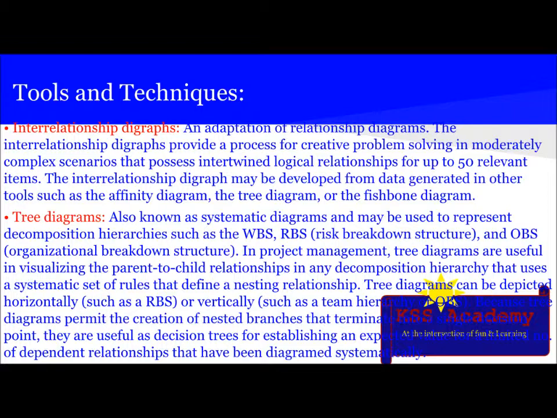Because tree diagrams permit the creation of nested branches that terminate into a single decision point, they are useful as decision trees for establishing an expected value for a limited number of dependent relationships that have been diagrammed systematically.